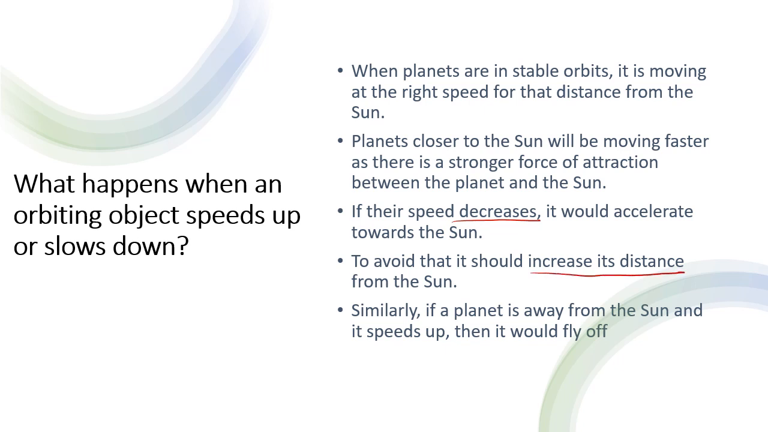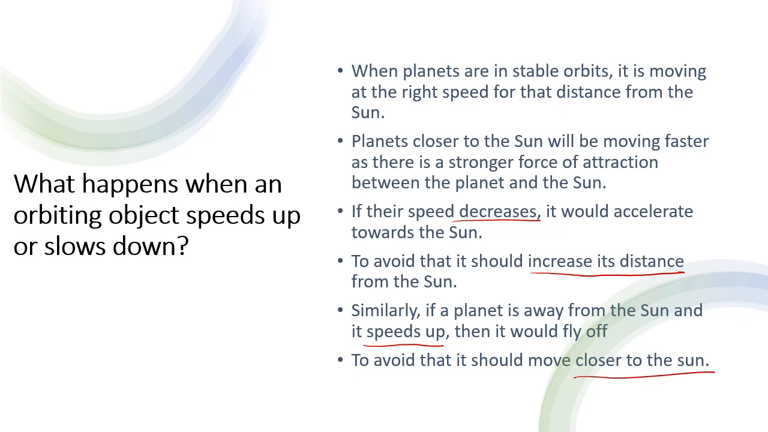On the other hand, think about a planet that is much further away from the sun. The gravitational force of attraction between them is much smaller, isn't it? So when they have such a smaller force of attraction, they will also be moving very slowly. But if all of a sudden such a planet speeds up, what will happen? If it speeds up, it can overcome the force of attraction between the planet and the sun, because there's not much force of attraction between them. So it will fly off. To avoid that, it will move closer to the sun.